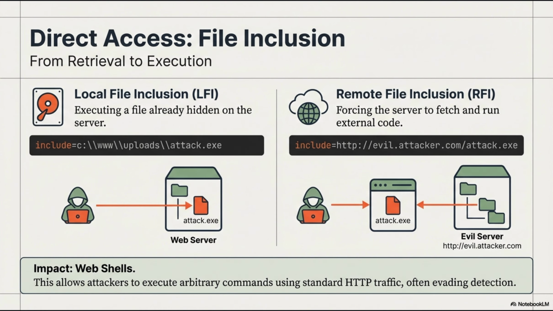So file inclusion is a way that direct access occurs. Local file inclusion is where you execute a file already hidden on the server. So you get the file onto the server and then you can remotely execute it. Now remote file inclusion is where you force the server to fetch and run external code. So you're forcing the thing to get this malicious code from somewhere else first and then run it. This allows attackers to execute arbitrary commands using standard HTTP traffic, often evading detection.